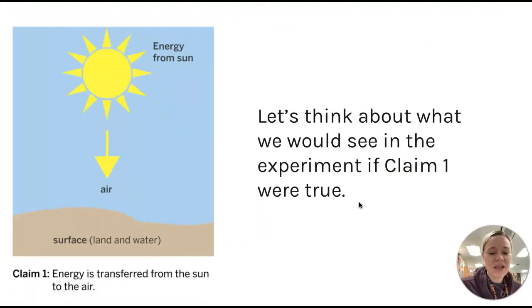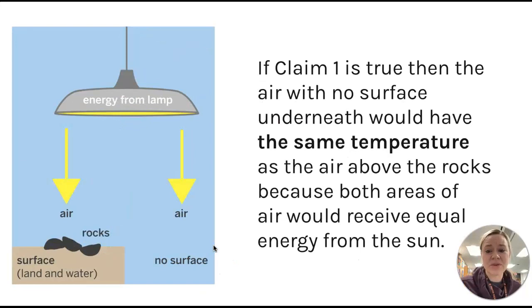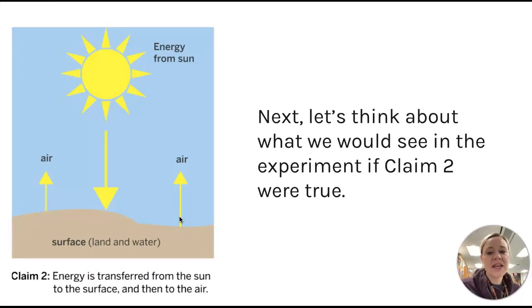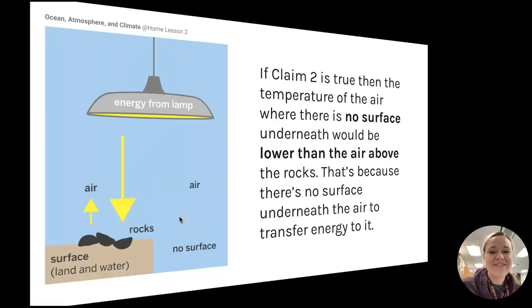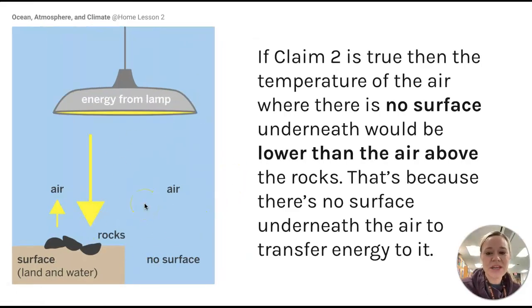So remember that we're thinking about these claims. Is energy transferred? How is energy transferred to air? So claim number 1, energy is transferred directly from the sun to the air. And if that claim was correct, then there would be the same temperature as the air above the rocks. So we would have the same temperature here and here. And claim number 2, energy is transferred from the sun to the surface and then to the air. And if that is correct, we're going to notice that there would be some sort of change in temperature. So we'll either have a lower or a higher temperature here when we measure that than over here.